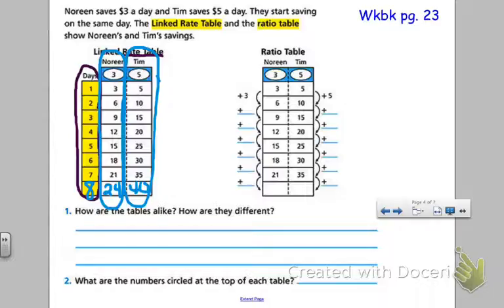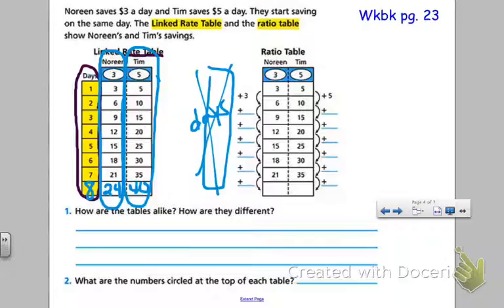Now, a ratio table is a little bit different. A ratio table does not have that days column. It doesn't have that extra column where you're counting by ones. It only has the two columns for Noreen and Tim and their own individual rates at which they're saving money. You just kind of have to assume that the unit column is there. We just don't put it in there. But again, you can see how we're increasing by 3 every single time for Noreen, which means on the 8th day she would be at $24. And for Tim, we're increasing every single day by $5, and that means on the 8th day we have 40.